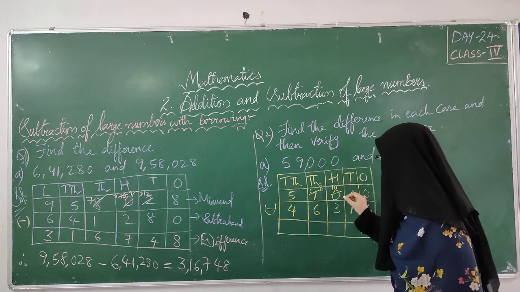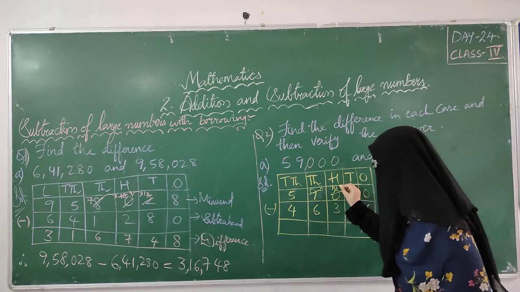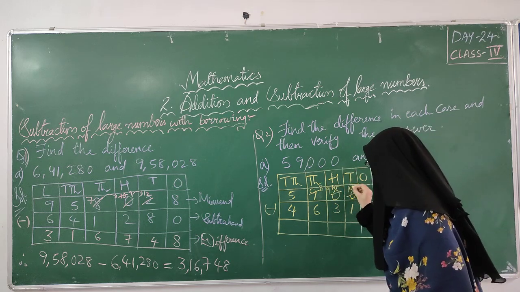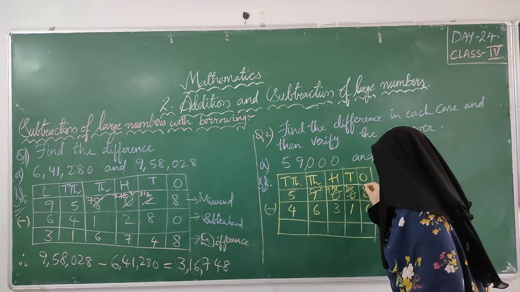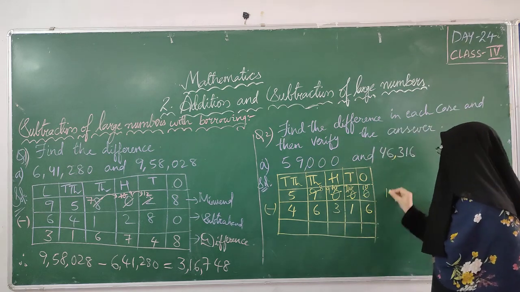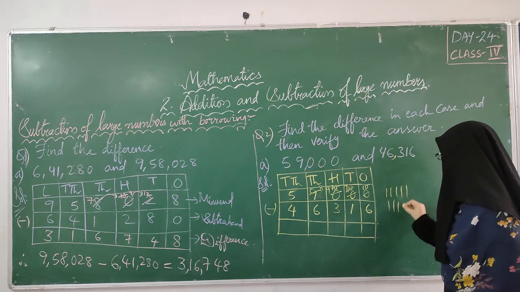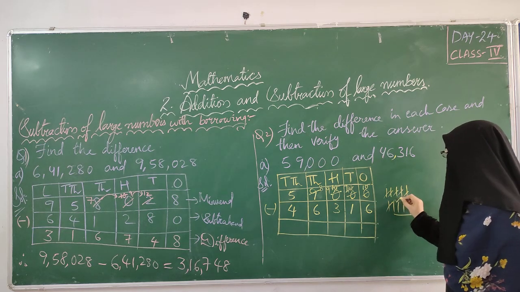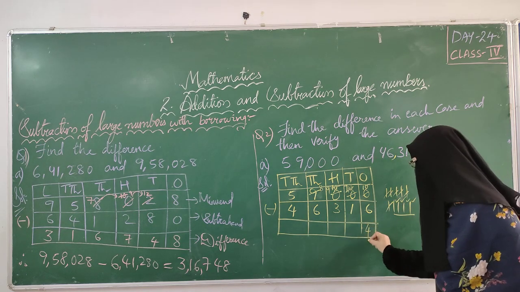So when I am taking a borrow from 100, this is 10, right? So it will become 9. I am taking 1 as a borrow. This will become 10. Again, this will become 9. This will become 10. 10 minus 6. Put 10 lines. We have to remove 6. 3, 4, 5, 6. How many are left? 1, 2, 3, 4. Right, 4 here.